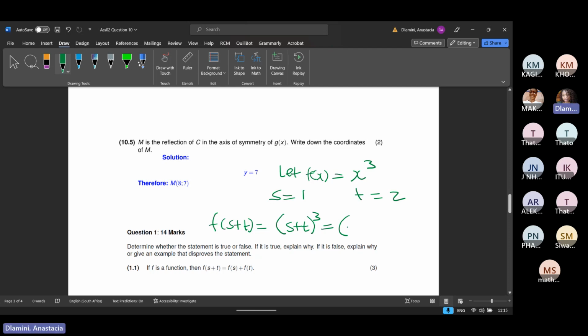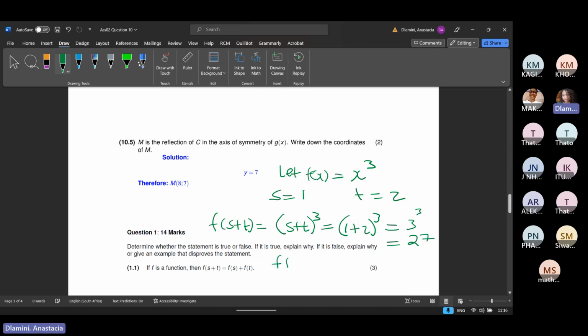Okay, so s is 1, t is 2. So s plus t to the power of 3 gives us what? 3 to the power of 3, 27, right?